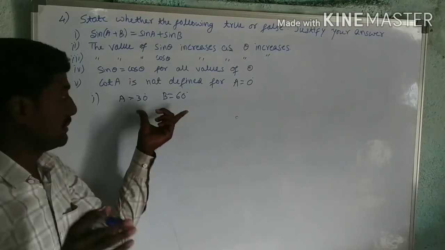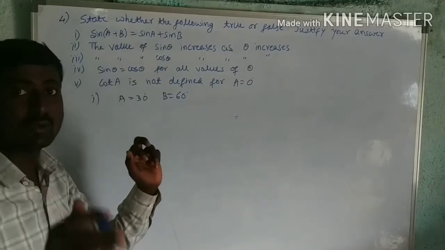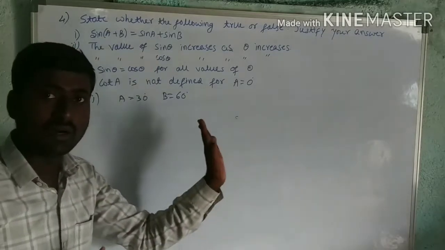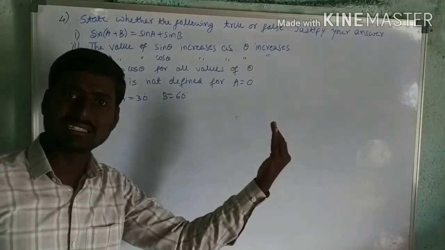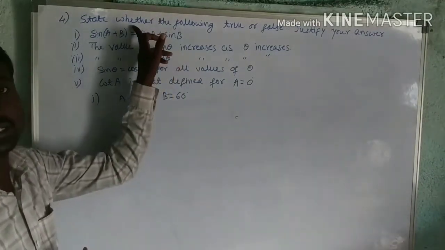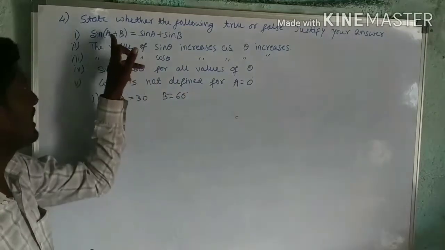But the sum of those two angles must be less than or equal to 90 degrees, because we know the standard angles only up to 90 degrees. You should take the sum of the two angles less than or equal to 90 degrees, because a plus b is there.